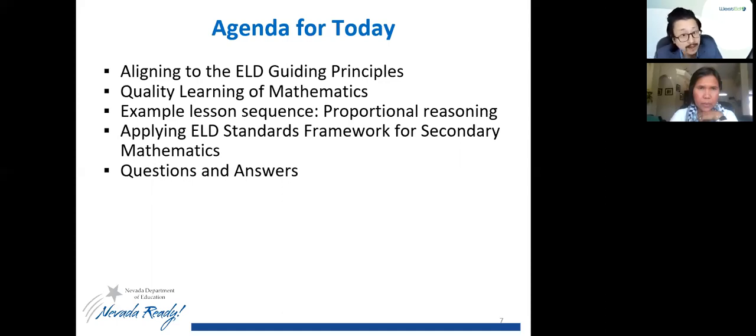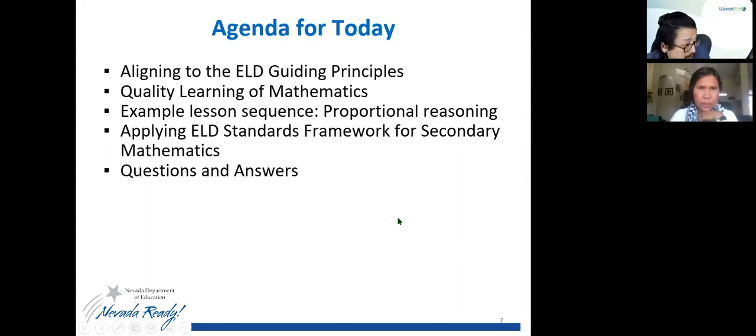But then to get right into an actual example, we are going to talk through a lesson sequence appropriate to the middle school level around proportional reasoning. And that's going to be our example to which we are going to apply more specifically the finer grained elements of the ELD Standards Framework for Secondary Mathematics to really ensure that our lesson sequence has all of the supports that are necessary for English learners to excel in mathematics. And so we're going to be able to take a look at that lesson, fully supported so that English learners can engage alongside all of their peers in challenging mathematics instruction.